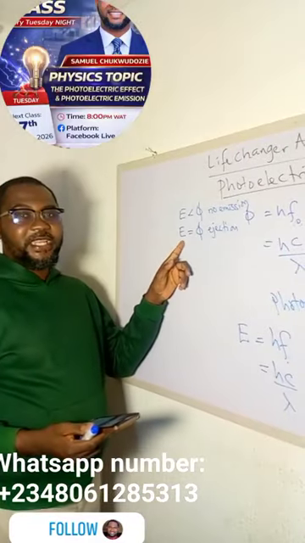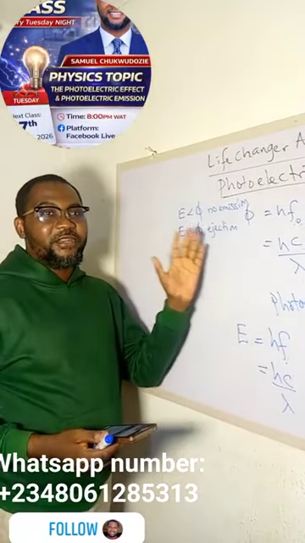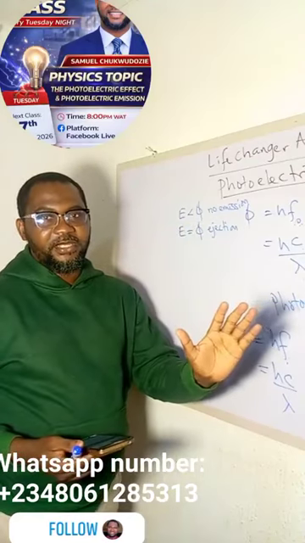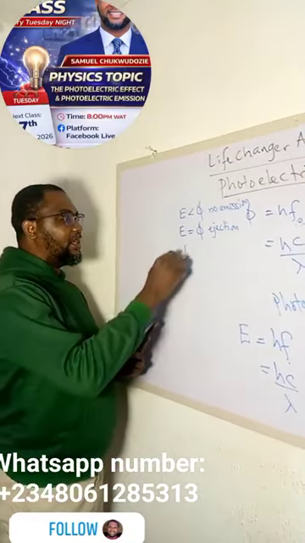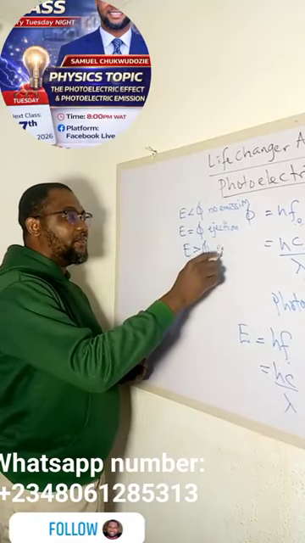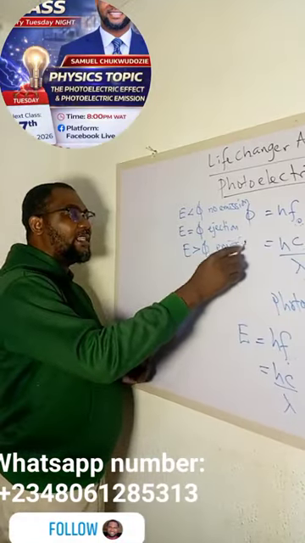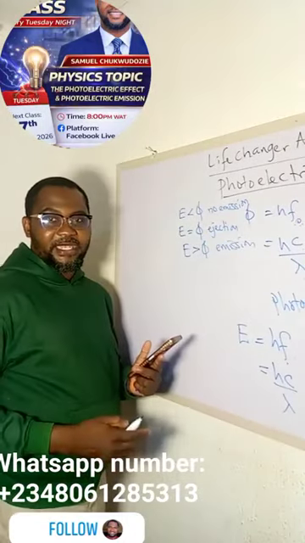When the energy of incident light is equal to the work function, there will just be an ejection. That means it's enough to just shift the electron. But if the energy of the incident light, E, is greater than the work function, there will be emission. And the more the energy, the more the emission. The more the energy, it will gain kinetic energy.